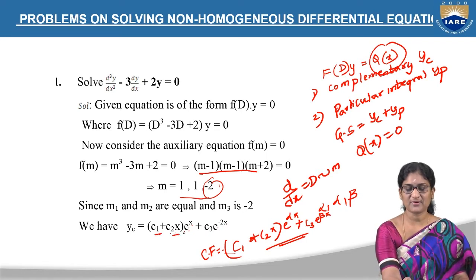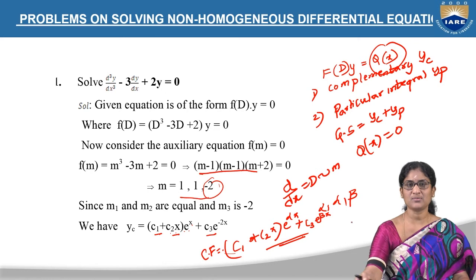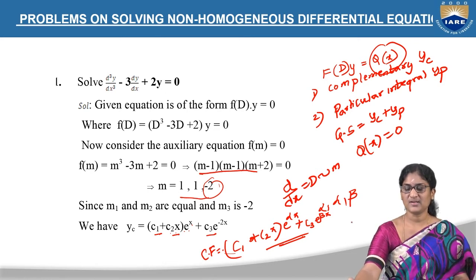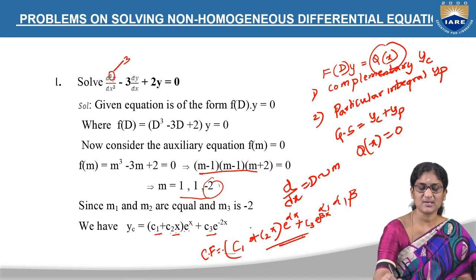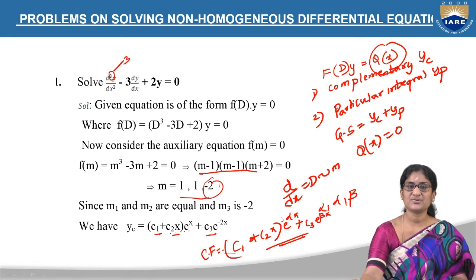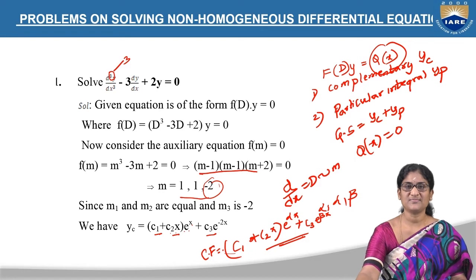Remember that the number of constants that we are framing is equal to the order of the given differential equation. The order of the differential equation is 3. Therefore, the number of constants that you should get in the complementary function should be 3. Otherwise, the answer is wrong. So, this is how we can solve this homogeneous differential equation.